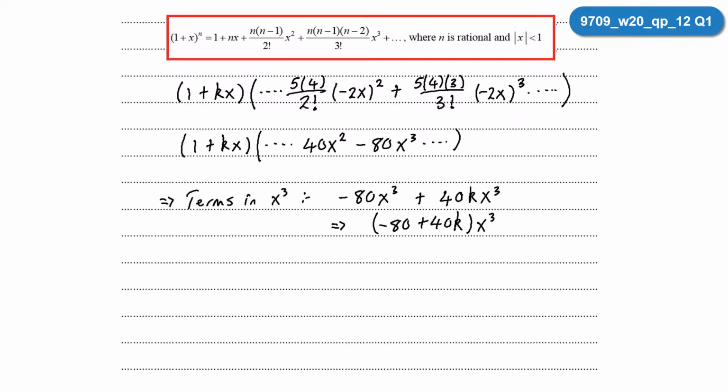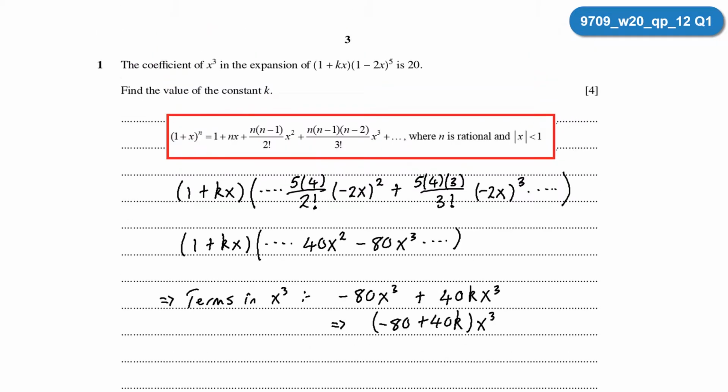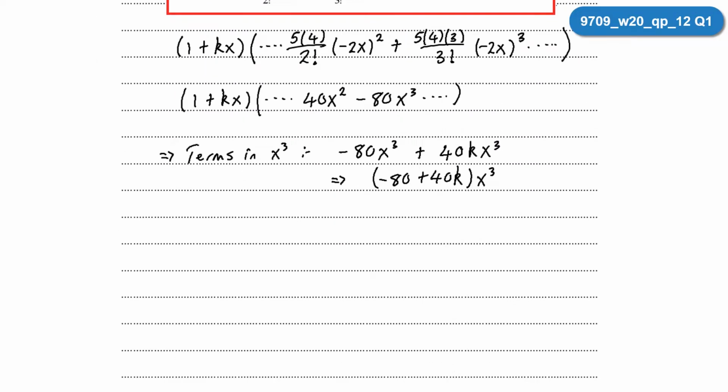So what we can now do is, since according to the question the coefficient of the term in x cubed is 20, I can now equate minus 80 plus 40k to 20. So that means that we have 40k here, and adding 80 to both sides we have 100. Then we can divide both sides by 40, so k comes out as 100 over 40, which is 5 over 2. And that's the answer right here. That's the value of k.